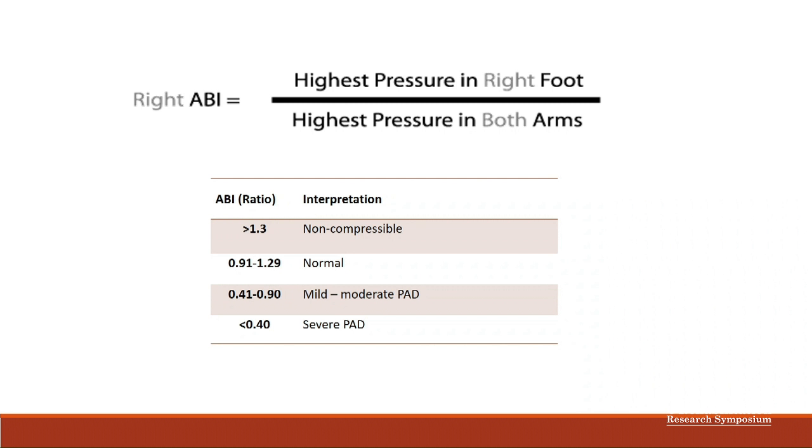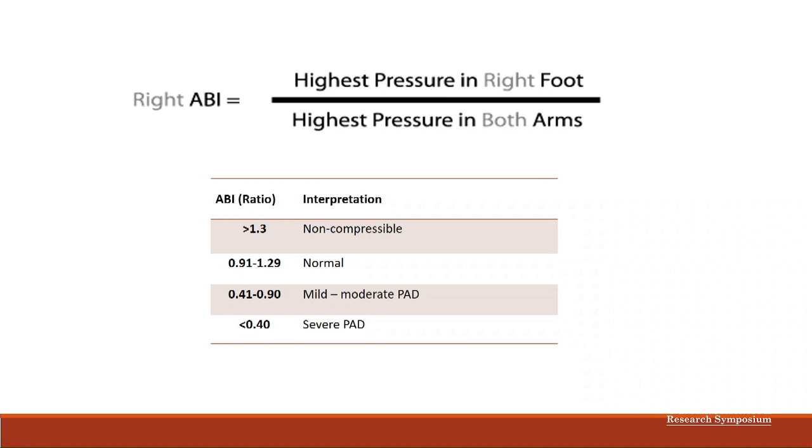So, to calculate the right leg ABI, we need to take the highest pressure from both the dorsalis pedis and posterior tibial arteries. We measure both systolic blood pressures and take the higher one, then divide by the highest pressure in both arms. The lower the result, the more obstruction you have.